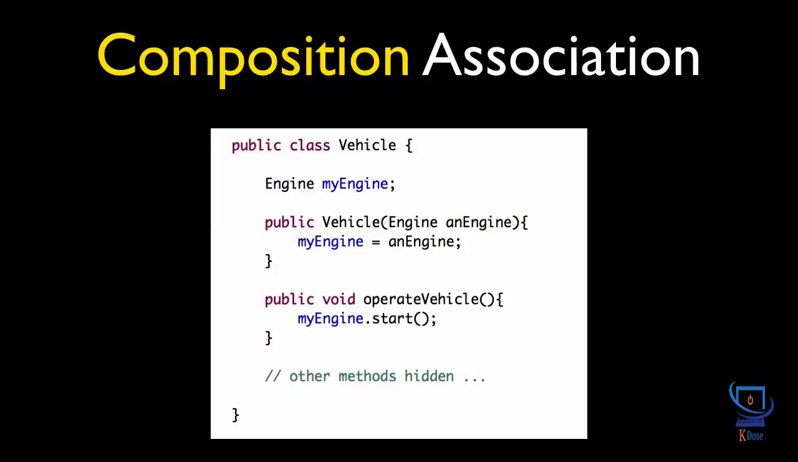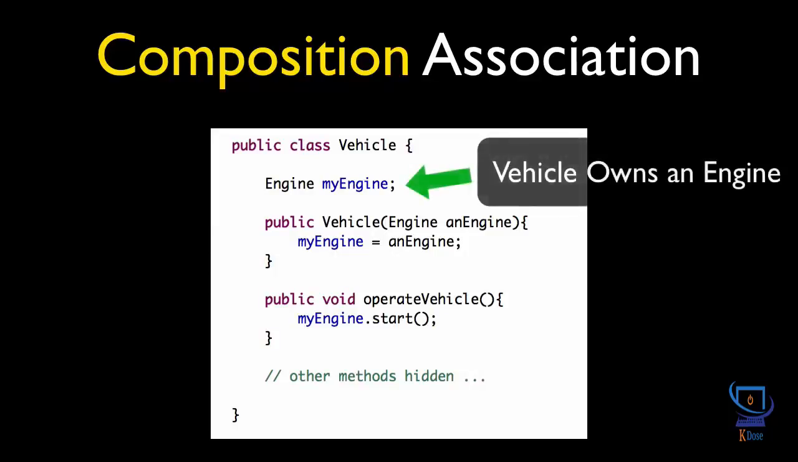Here we have a vehicle class that is composed of an engine object. If the vehicle ceases to exist, so does the engine. It wouldn't make sense for an engine to be lurking around without a vehicle object. So the engine only lives in the context of a vehicle object. Composition implies ownership, so the vehicle owns an engine object.